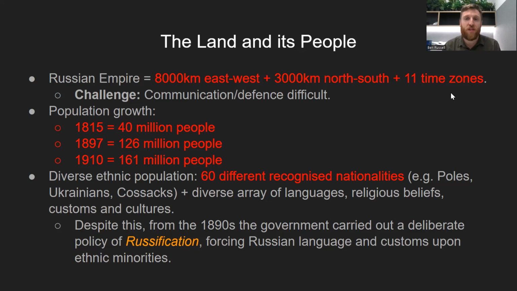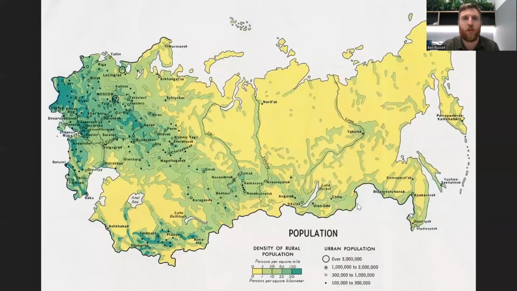Now, despite this diversity, from the 1890s, the government carried out a deliberate policy of Russification, which meant that they were forcing the Russian language and customs upon ethnic minorities, which, as you can imagine, was not very popular for these minorities. So here's a map of the Russian Empire.